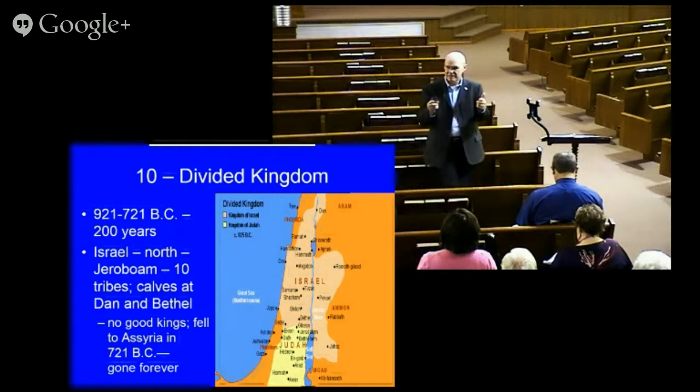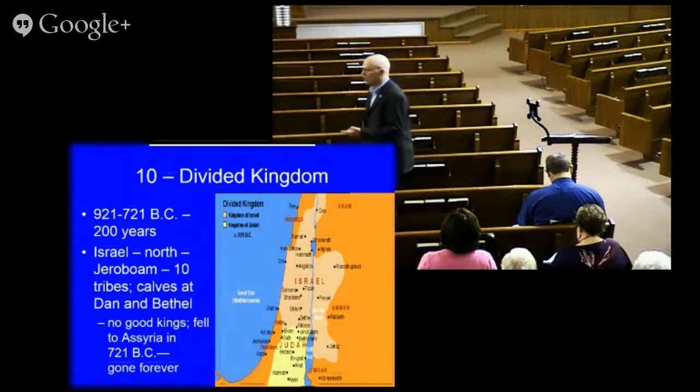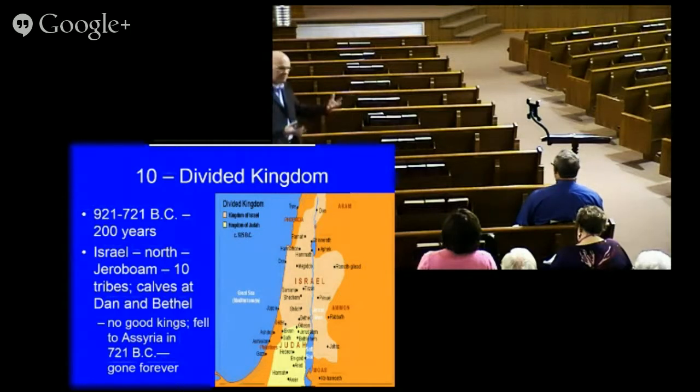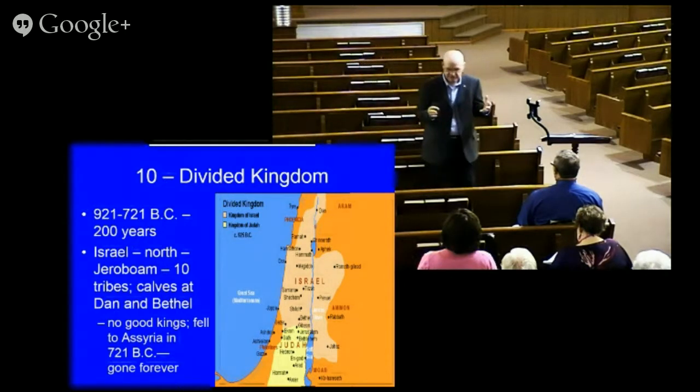One big thing about this nation of Israel, there were no good kings. None. No good kings ever reigned in Israel. All wicked. Very, very wicked. They fell to Assyria, 721 BC. And they're never known of again as a nation. Gone and gone forever. Never to be brought back to be a nation again. So when the Assyrians came in and took the nation of Israel, that's the end of them.